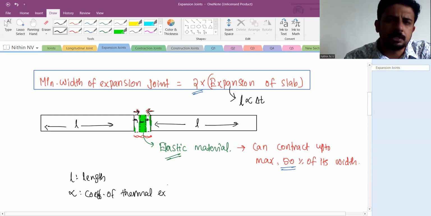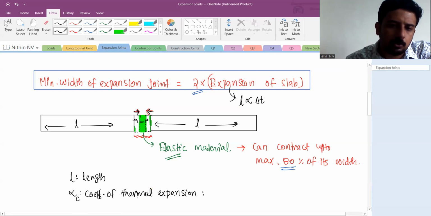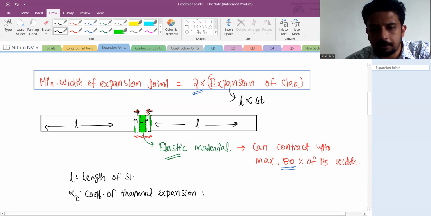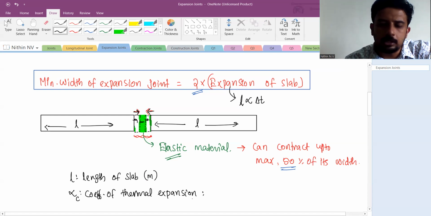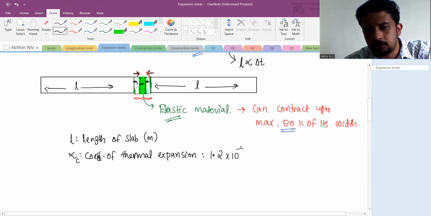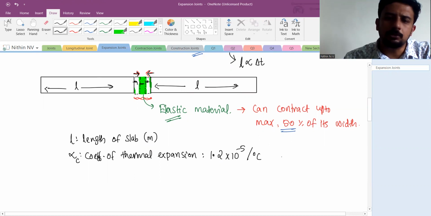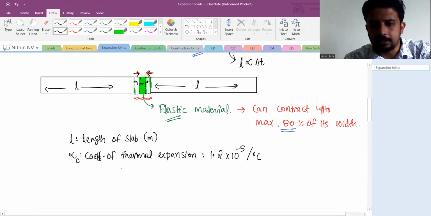In strength of materials, mechanics of solids, you will study this equation, right? The value alpha, generally this is of concrete, okay? Coefficient of thermal expansion of concrete. And L is the length of the slab. Generally, it will be in meters. And the coefficient of thermal expansion, generally for concrete, will be around 1.2 into 10 raised to minus 5 per degree Celsius. Or I can say 12 into 10 raised to minus 6 per degree Celsius.